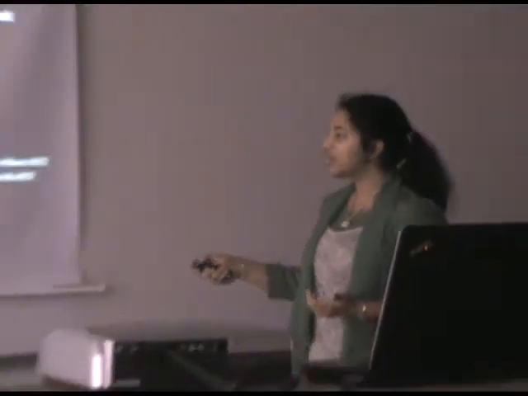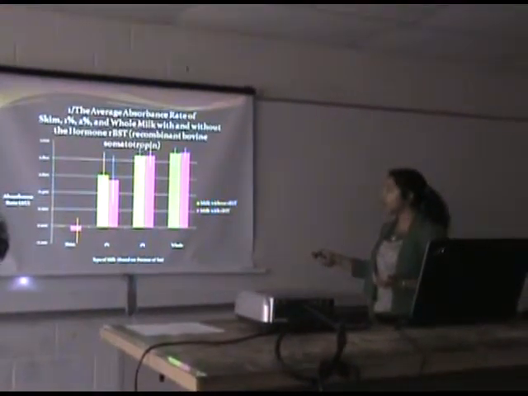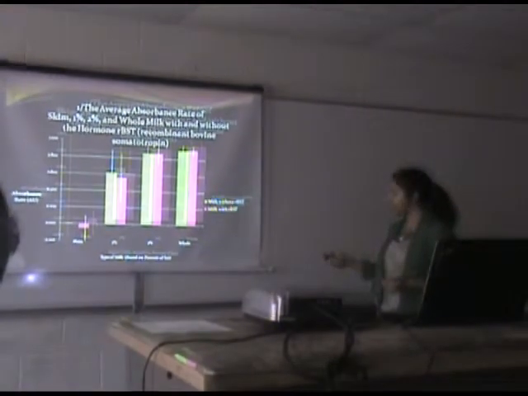So my hypothesis was that since milk with rBST is shown to have greater amounts of the protein IGF-1, then overall milk with rBST would have greater amounts of protein compared to milk without rBST. And milk with rBST either has a lower protein value than milk without rBST, or they're almost equal.